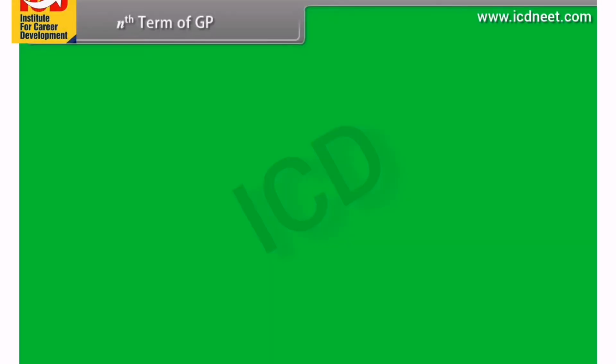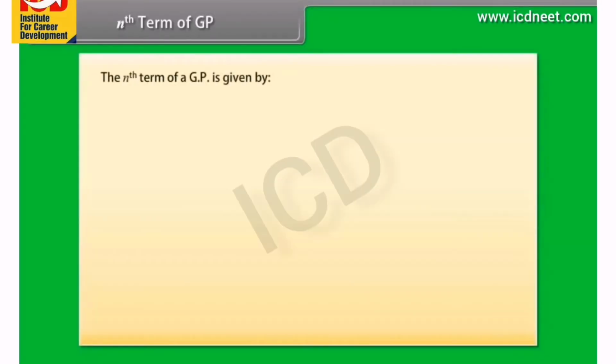Nth term of GP. The nth term of a GP is given by an is equal to a into r raised to power n minus 1. Finite GP is given below. Infinite GP is given below.